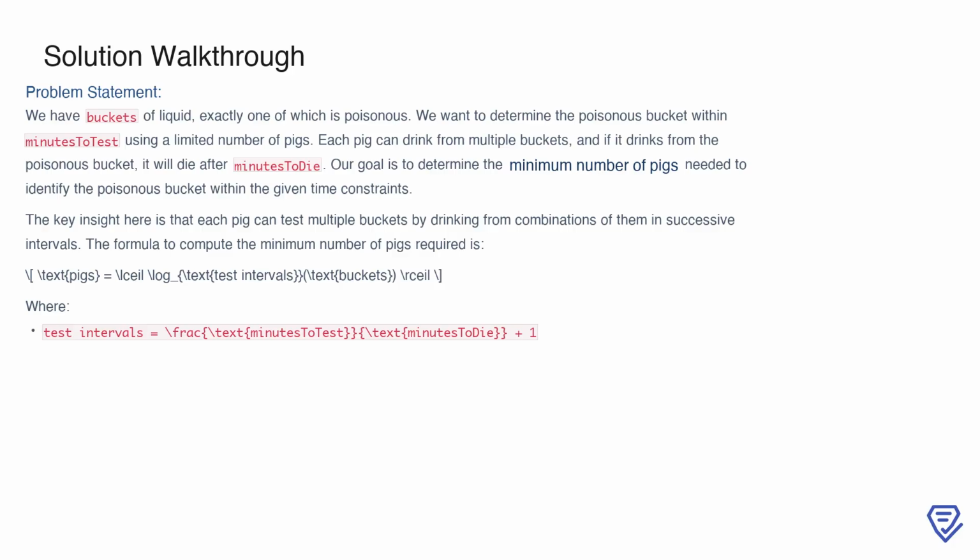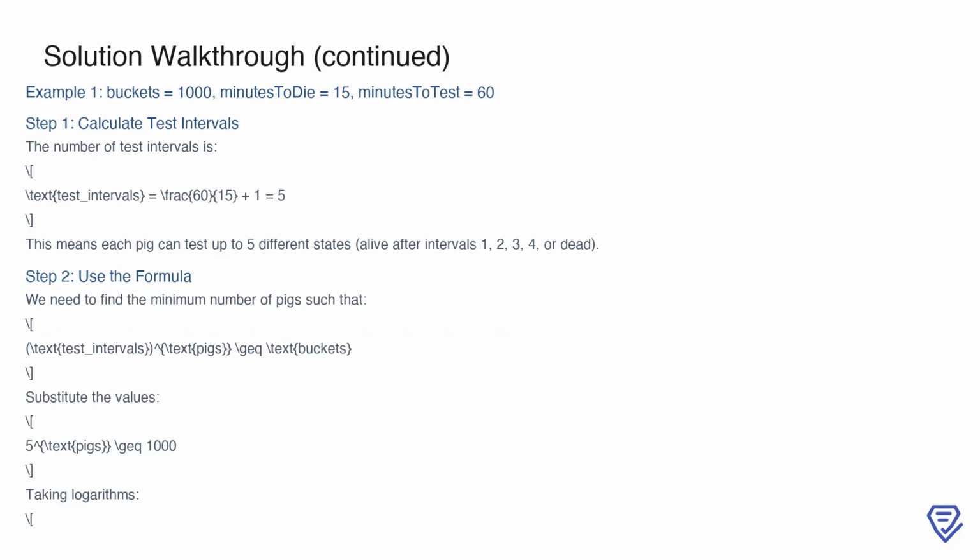By leveraging this, we can compute the minimum number of pigs needed using the formula, pigs equals the ceiling of the logarithm of the number of buckets, base the number of test intervals. Test intervals are calculated as the total time available divided by the time it takes for a pig to die, plus 1. This approach allows us to systematically test the buckets in a way that minimizes the number of pigs required. Let's work through an example.